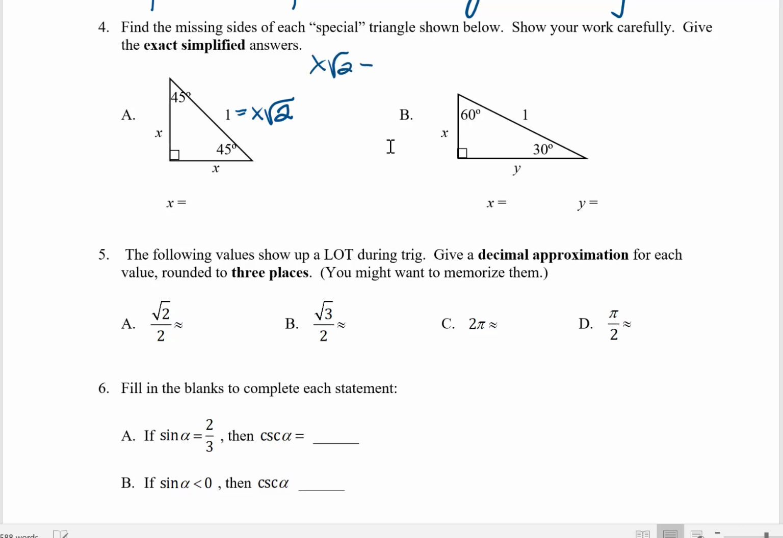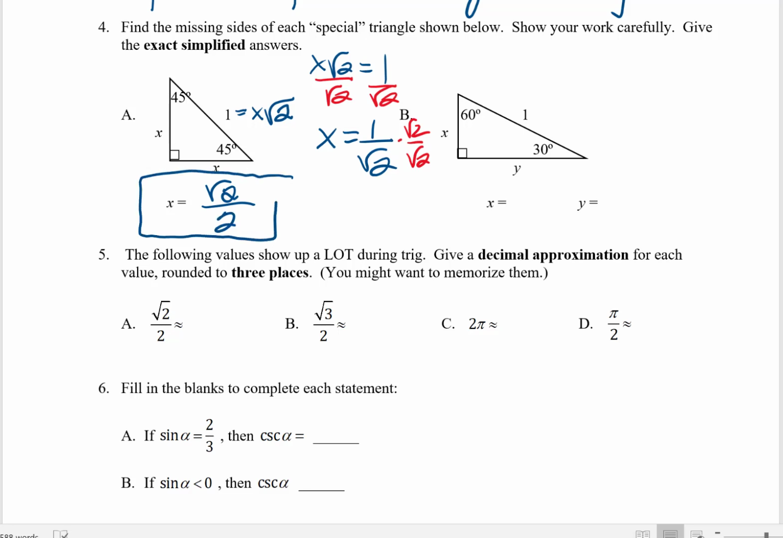I can use that then to figure out x. In fact, I can solve for x in just one step. Just divide both sides by square root of 2. And I have now figured out that the x in this picture must be 1 over square root of 2. I do want to give simplified answers, so I'll rationalize the denominator. But I'm finished. X is equal to square root of 2 on the top, and then root 2 times root 2 is 2 on the bottom. So each leg is square root of 2 over 2 units long.